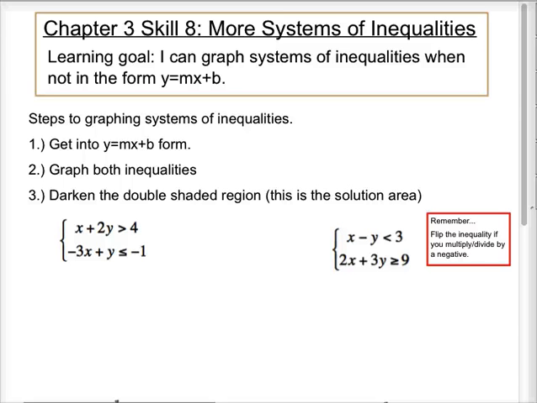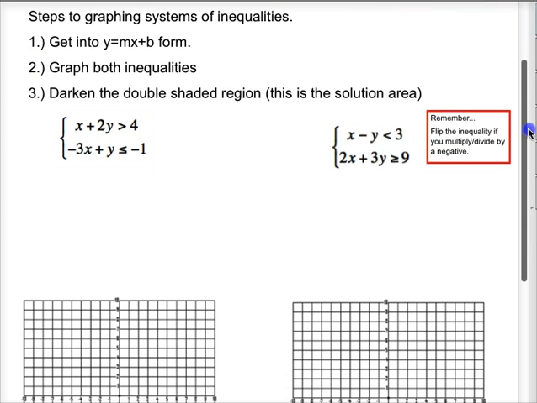Welcome back. So in this lesson, we're going to be talking about systems of inequalities again. However, the key here is this time, you're going to have to get them into slope-intercept form. Once you do that, then we're talking exactly the same as what we did in the previous lesson.